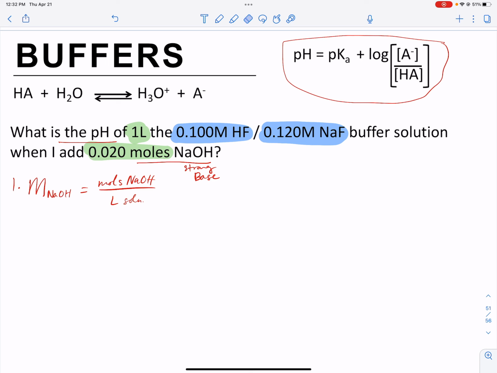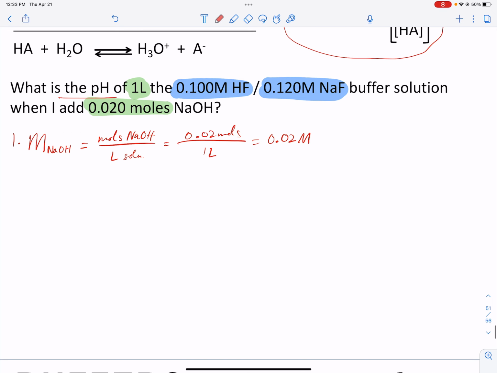So to do that, this is going to be equal to 0.02 moles over 1 liter. So the molarity is 0.02 molar. Now, do not think that the molarity here is always going to match your moles. If you have 1 liter of buffer, then it will, but if the volume is different, then it won't. So always plug these numbers in and calculate what your molarity is. Step 2, now that we've done that, is to set up an ICE chart.